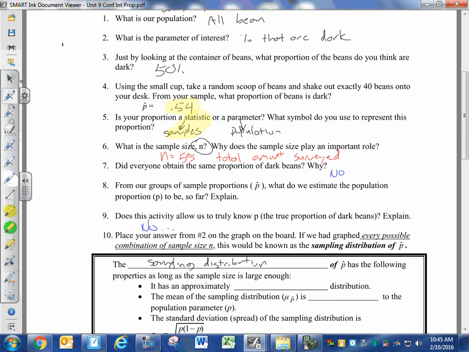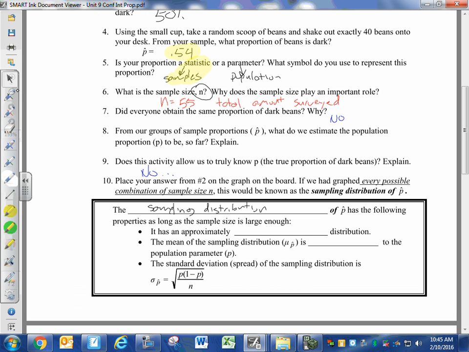P-hat has the following properties. This isn't so important once we get to the confidence intervals, but it's okay. As long as the sample size is large enough, it is an approximately normal distribution. We'll talk about this later. The mean of the sampling distribution is going to be equal to the population parameter. Not super important, but this is important: the standard deviation of our sample is going to be this.